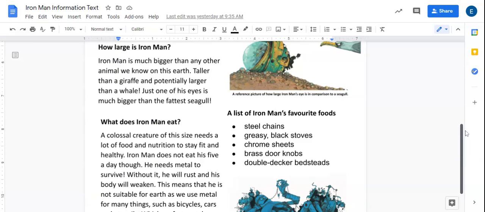So, for example, here we've got another one. Now, this isn't a question. Like I said, it doesn't always have to be questions. It's another subheading just to tell the reader what the paragraph of writing underneath is going to be about. So we've got a list of Iron Man's favourite foods, and then you can see that it lists the Iron Man's favourite foods.